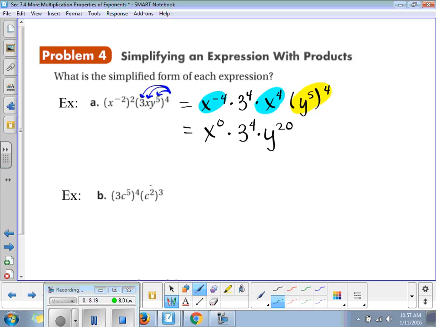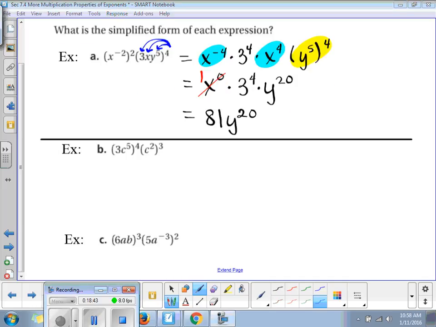Well, of course, any number raised to the 0 is equal to 1. Very good. So that's 1. So 1 times all of this is just all of that. So we end up with 3 to the 4th, which is equal to 81. And then we bring down the y to the 20th.